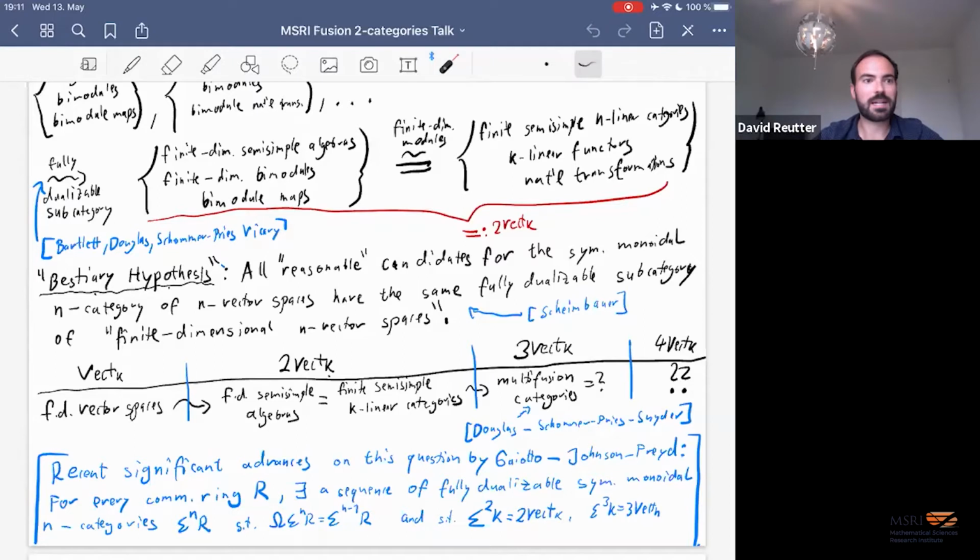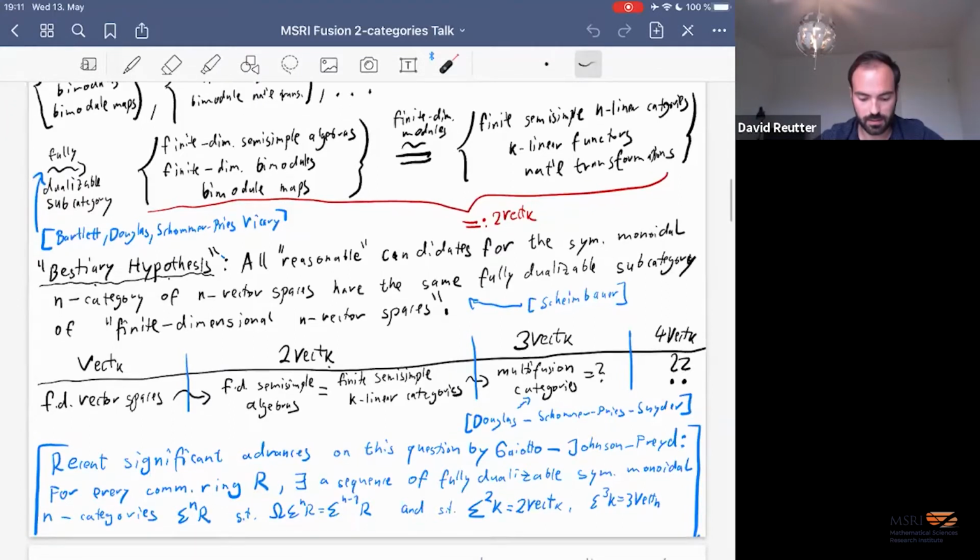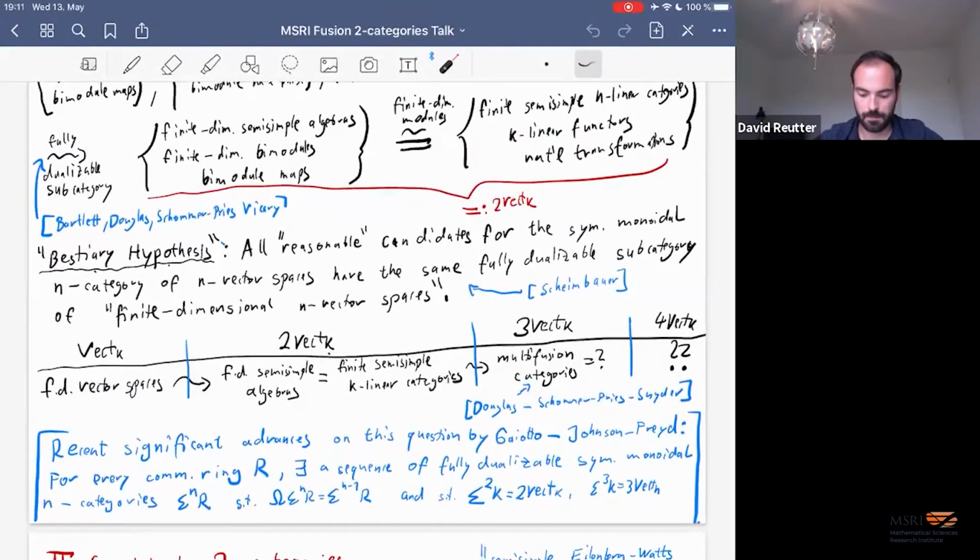Okay, so now let's get to actual mathematics, enough of motivation, and let's fix, in this whole story, an algebraically closed field of characteristic 0. A lot of these things can be generalized, some of them get more tricky, so I just stick to that situation. Are there any questions about the motivation?